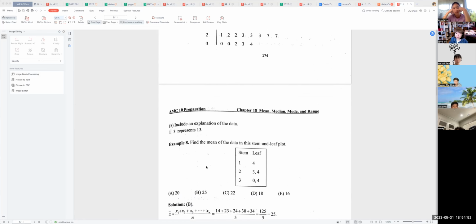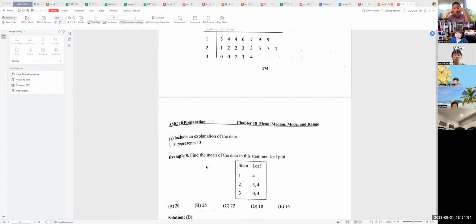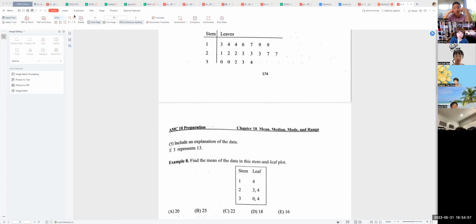Find the mean of the data in the stem and leaf plot. So let's take a look at this one. In order to find the mean, we need to collect the data first. So we have a 14, we have a 23, we have a 24, we have a 30, we have a 34. Get it, everybody? So first, I want everybody to write down the data. We re-show the data. Understand, Chapter, Harvey? Okay, we need to show the data first.